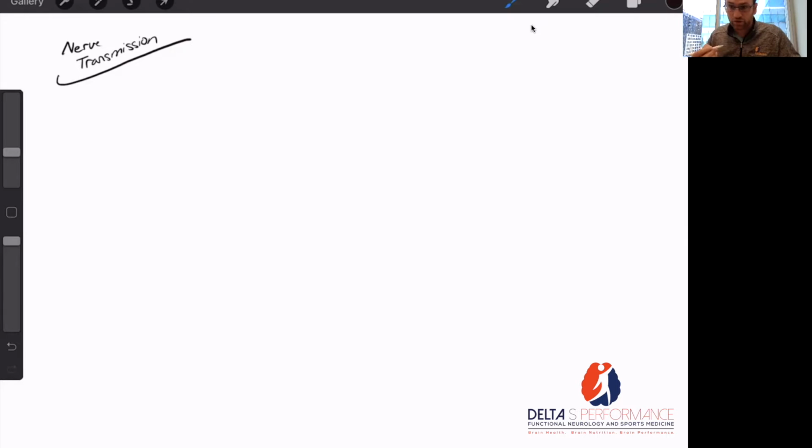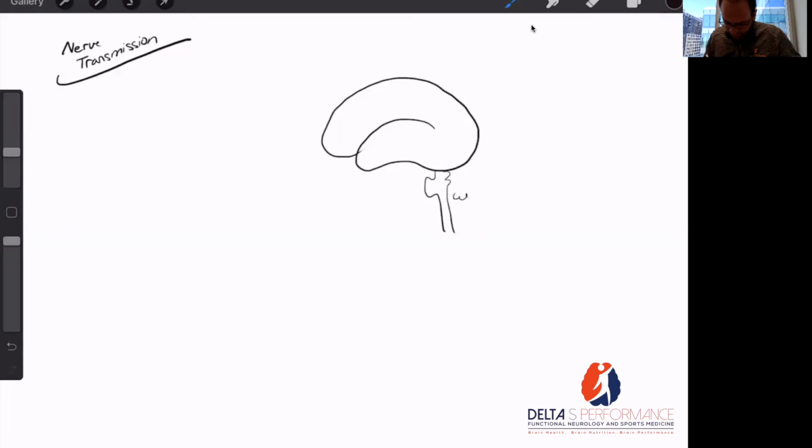First thing we want to do is draw the brain. That's your brain. Top part is the brain, the cerebrum. The stalk hanging down is your brainstem, and the back is the cerebellum.